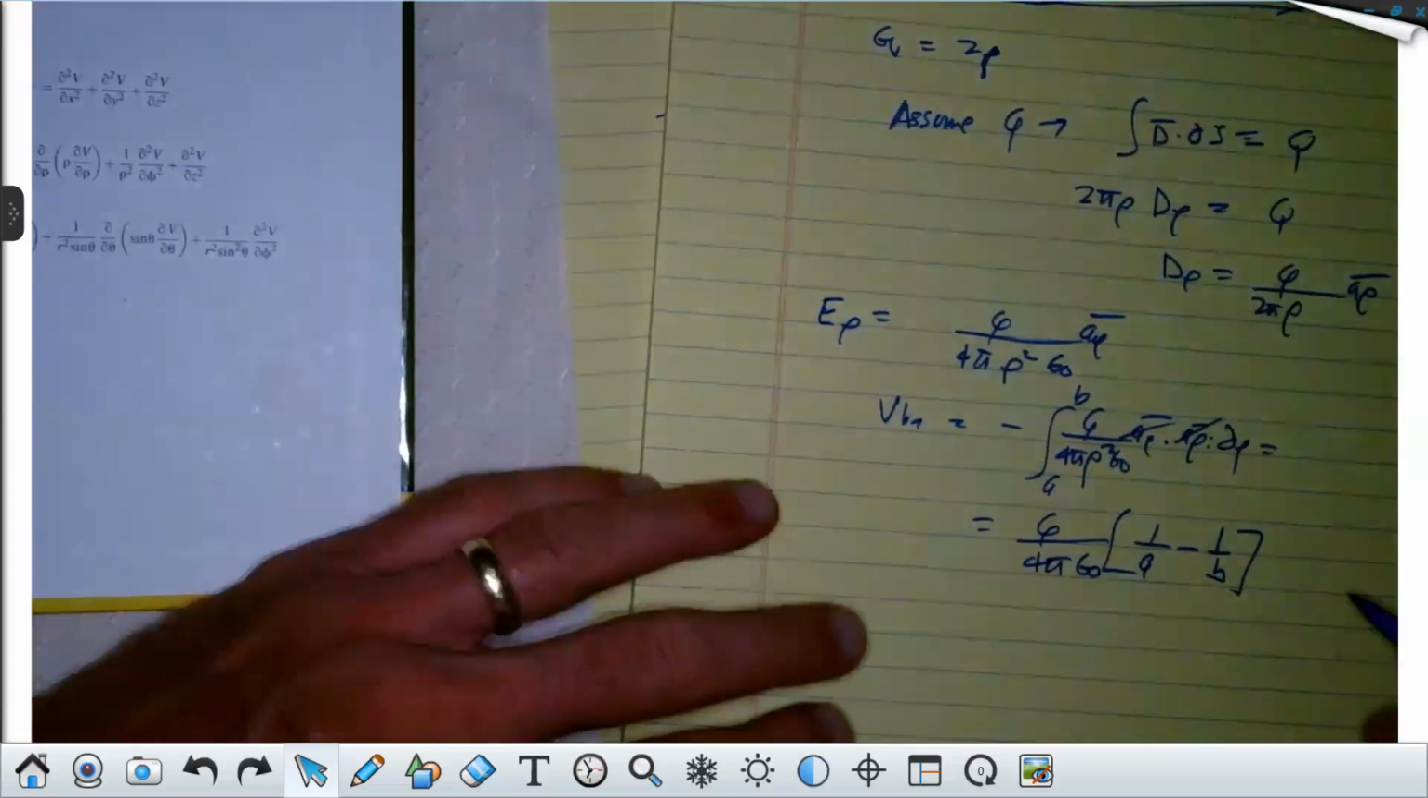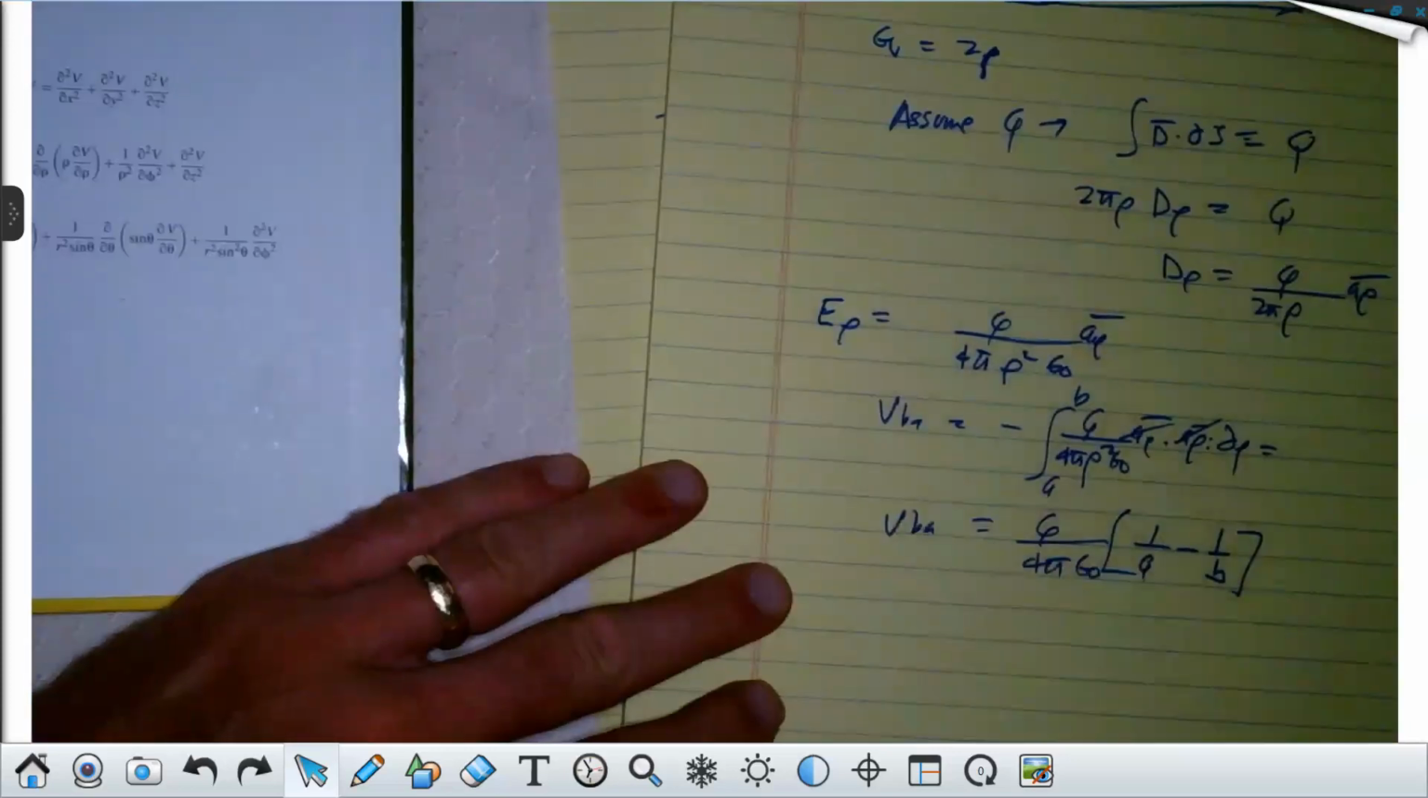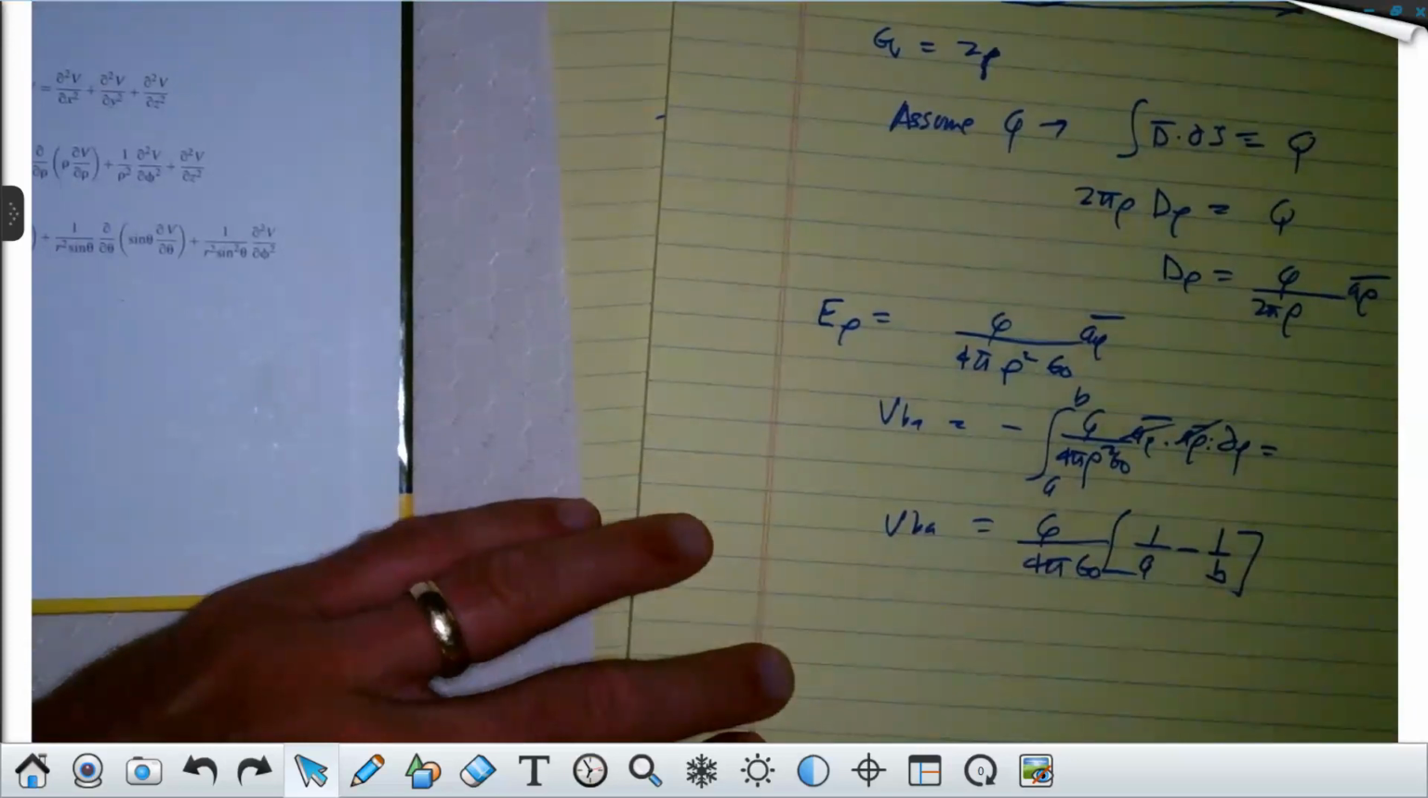And when I do the integration, I'm left with Q over 4 pi epsilon naught, and then there's 1 over A minus 1 over B. If you integrate 1 over rho squared, you get minus 1 over rho. Evaluated between A and B would be 1 over B minus 1 over A, but it's got a minus sign, so it's 1 over A minus 1 over B. That's VBA. Finally, how do you get the capacitance, Ron? C is equal to Q over V.